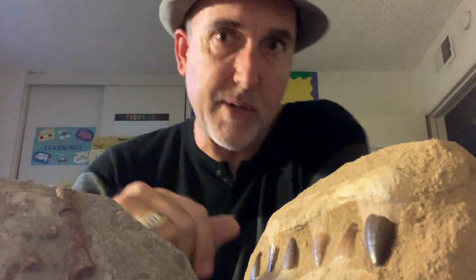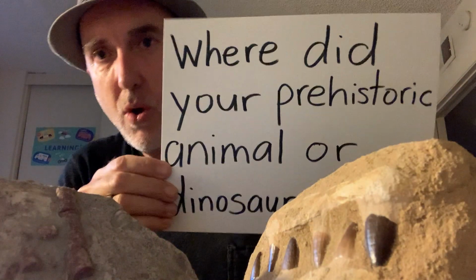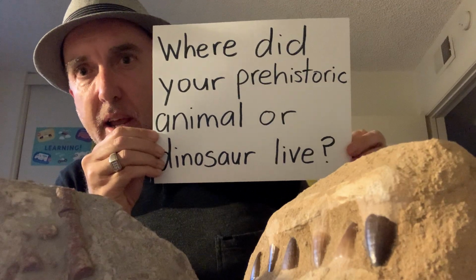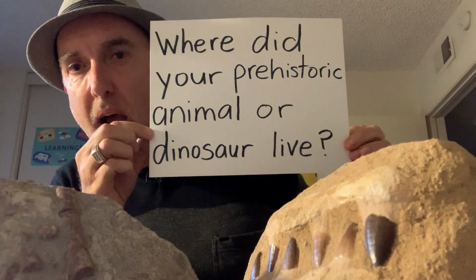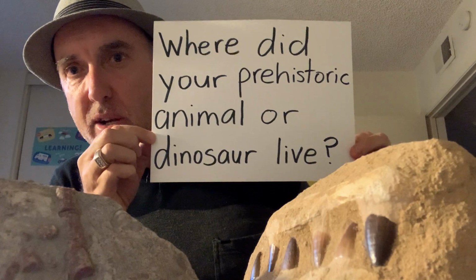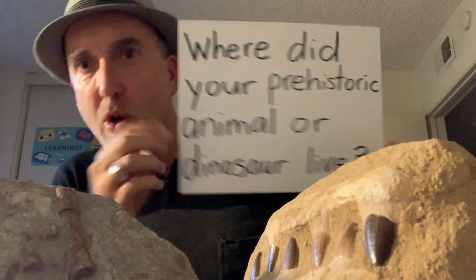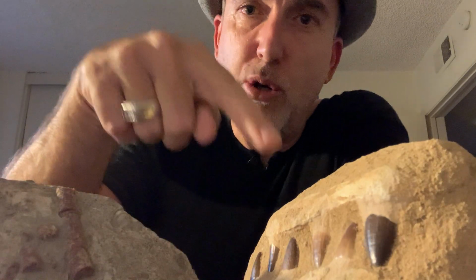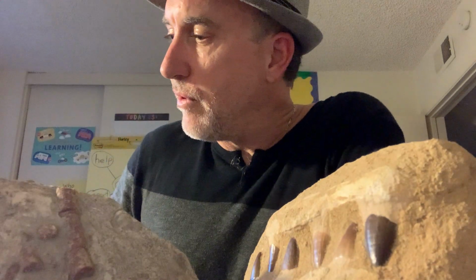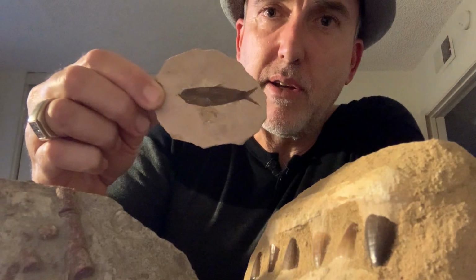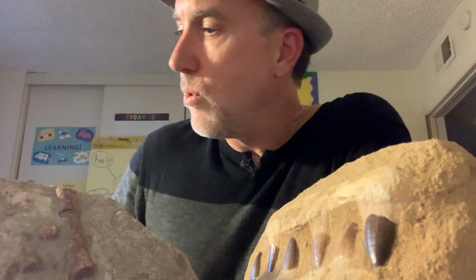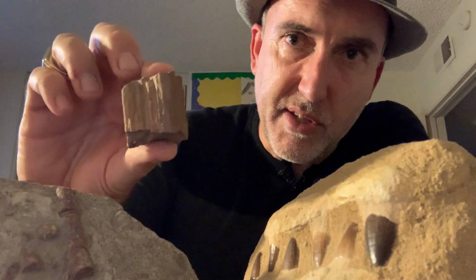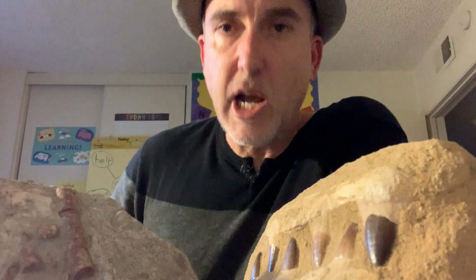All right. And then we're going to go into the 5 W's to help out with your research and writing. So here are the 5 W's that we're going to use. Where did your prehistoric animal or dinosaur live? Where did it live? Did it live in the ocean? Did it live in a lake, fresh water? Or did it live in a forest? Talk about where it lived.